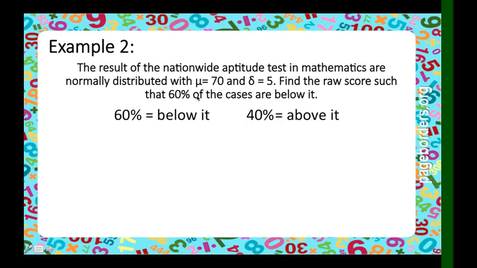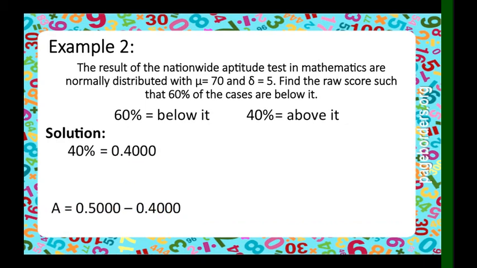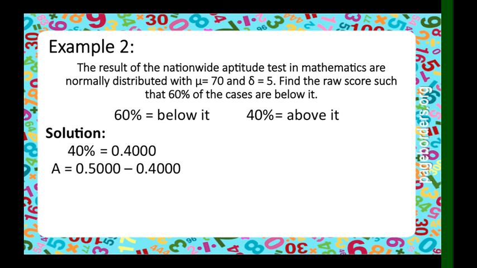So we have 60% and 40% above it. So the 40% is what we will solve, that's equal to 0.4000. So minus 0.5000, you will have 0.1000. Again, you cannot have exactly 0.1000. So using the two-tailed z-test distribution table that I presented to you in our previous video, you will have 0.25 as the first one nearer to 0.1000, which is 0.0987.